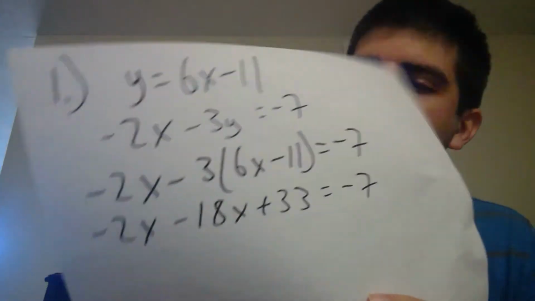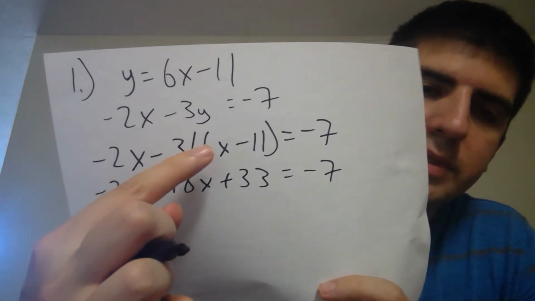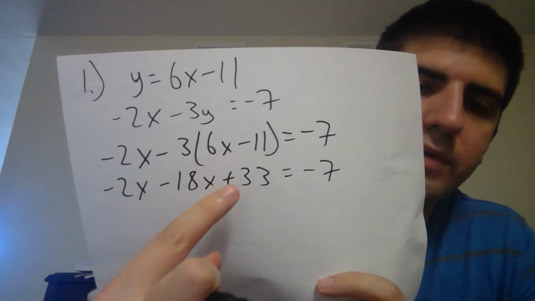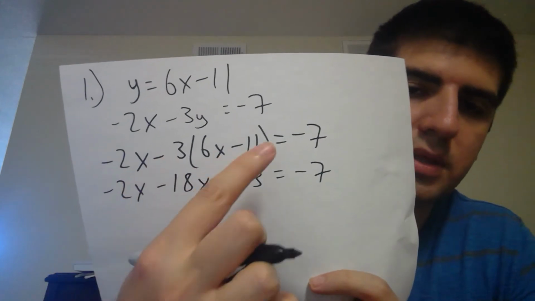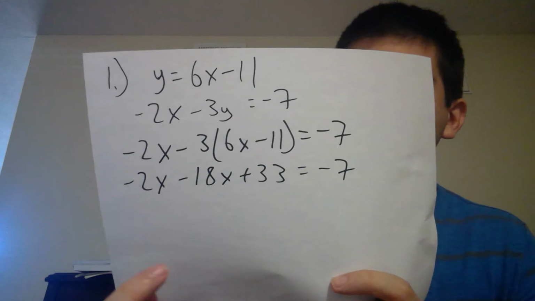So here, this negative 2x comes down. Negative 3 times 6x is negative 18x. Negative 3 times negative 11 is positive 33, because a negative times a negative is a positive. Negative 7 just comes on down. Here we would combine like terms.